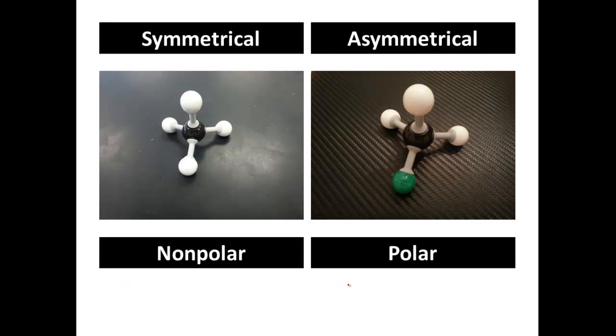Some examples of symmetrical and asymmetrical. This is a symmetrical tetrahedral shape, which would be considered a nonpolar molecule. And this is an asymmetrical tetrahedral shape. Because I have asymmetry here, it is not the same on all sides. It is considered a polar molecule.